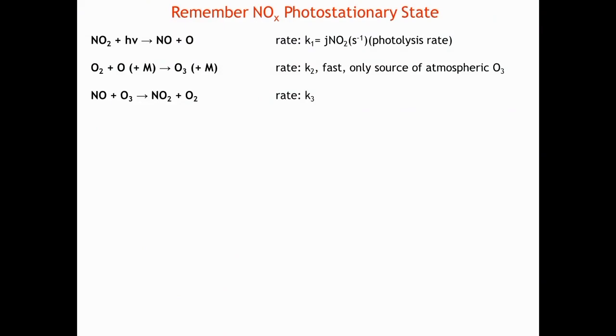So we remember photostationary state. Keep remembering this, because it's important. It drives a lot of the chemistry in the troposphere. So NO2 photolyses, releases NO and atomic oxygen; molecular oxygen and atomic oxygen release your ozone. Your ozone then reacts with your NO to reproduce your NO2. And all of these happen in a very fast photostationary state.